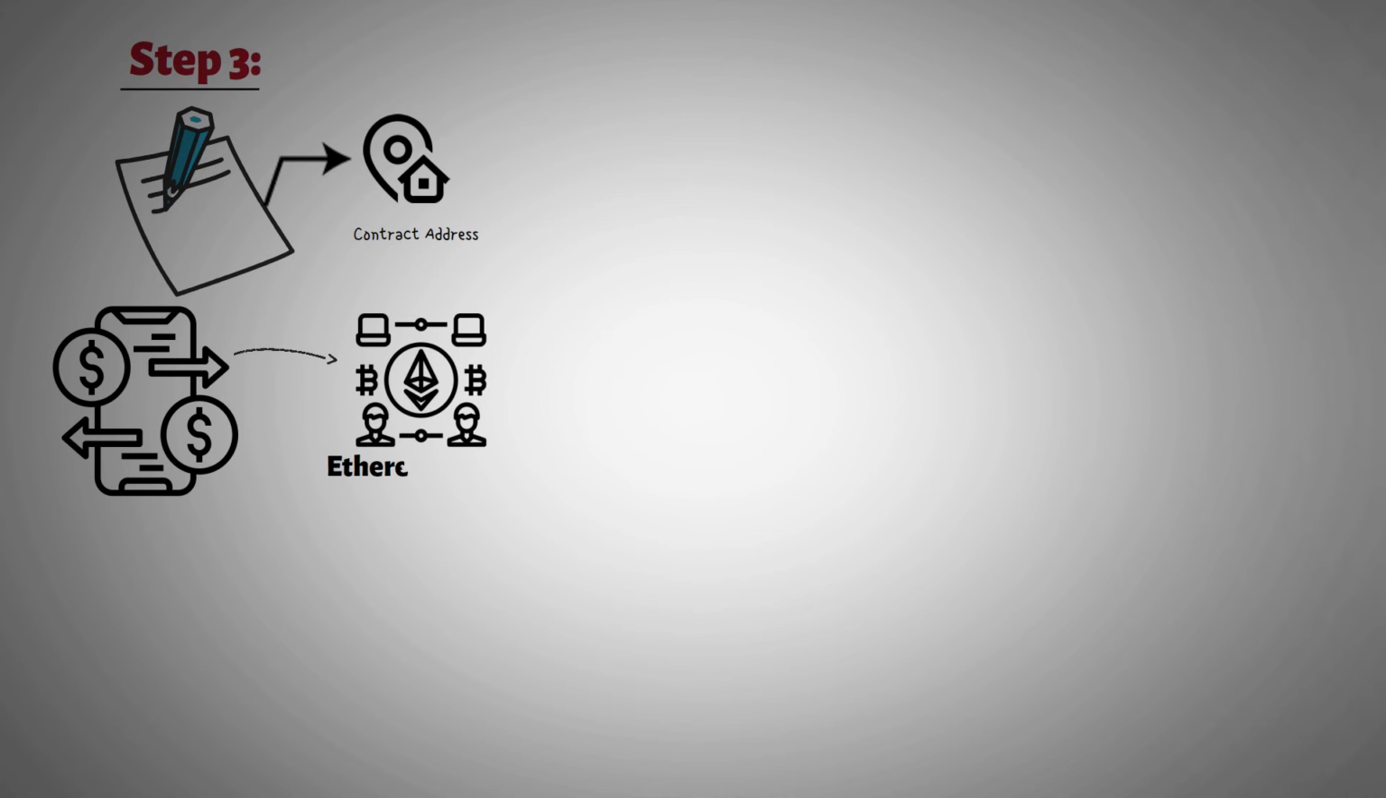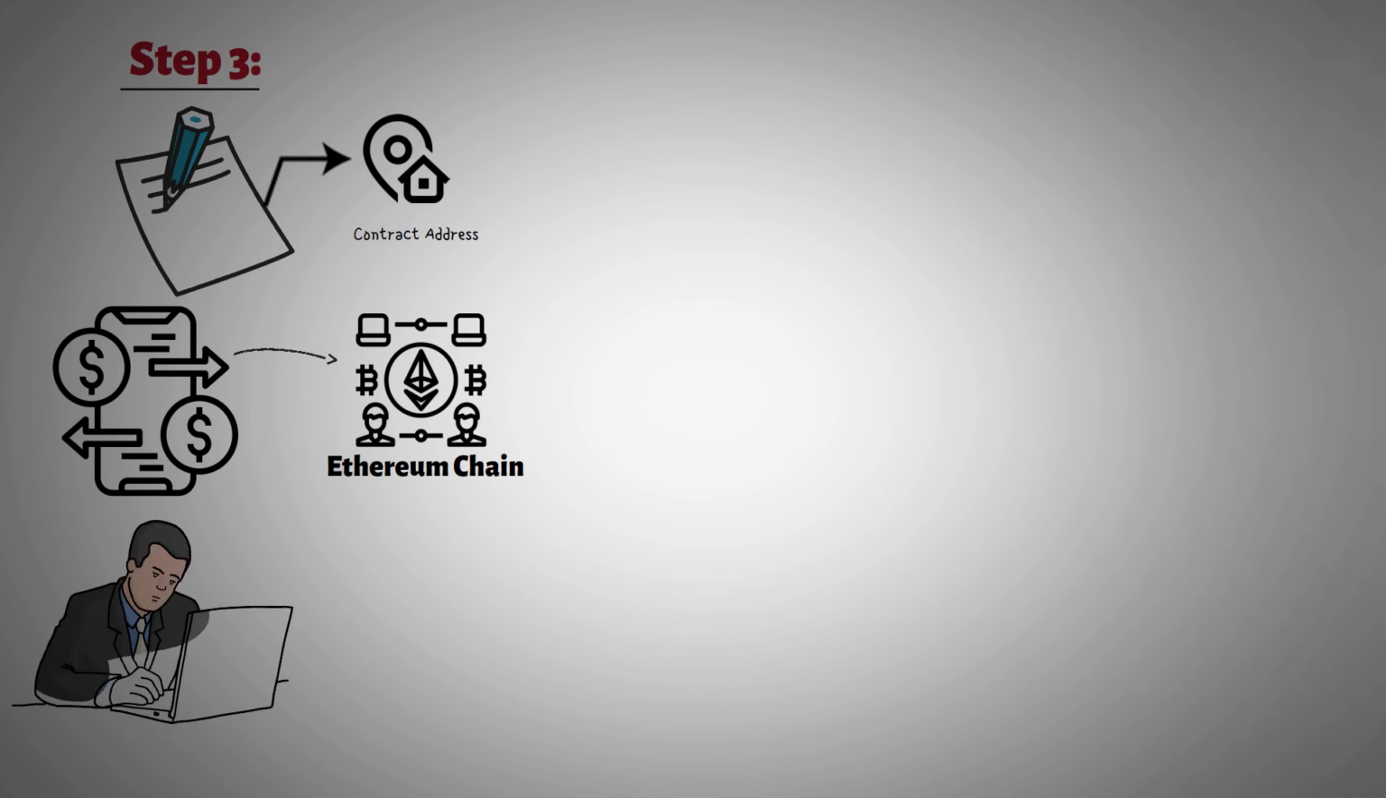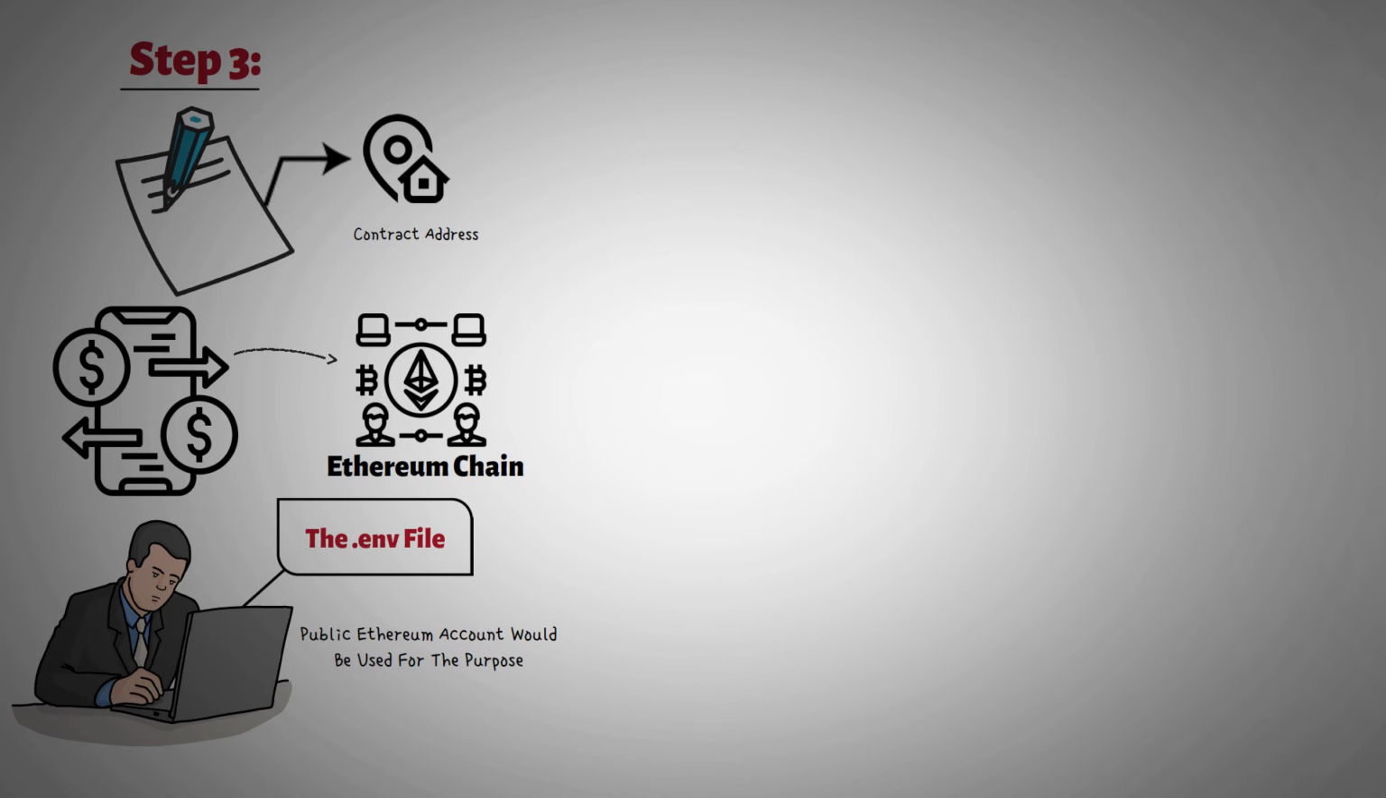Step 3. Moving on, create an instance of your contract to interact with. The contract address will be needed for this purpose. To create and send transactions to the Ethereum chain, the user should update the .env file, and a public Ethereum account would be used for the purpose.